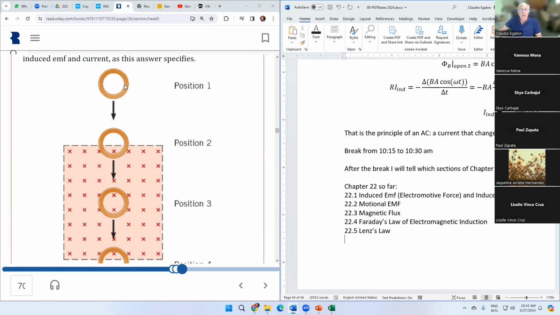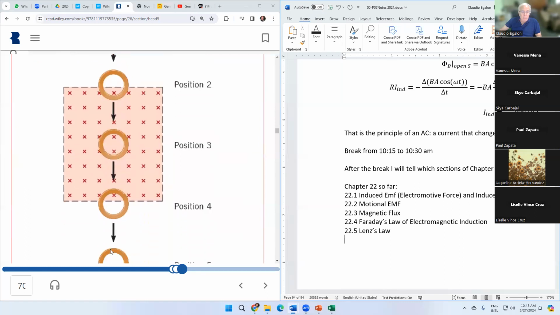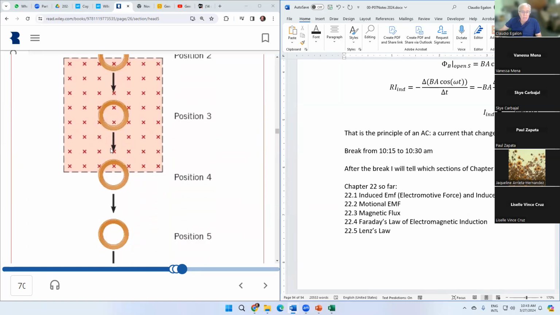If this ring is at this position, there is no magnetic flux whatsoever. As it falls, eventually it's going to be at this point, the magnetic flux is still zero, right? But then as it enters the magnetic field region, the magnetic flux increases. When the ring is exactly here at this position, the magnetic flux came to its maximum and becomes constant until it reaches the bottom part, the bottom area of this region of magnetic field. And then the flux decreases, okay?